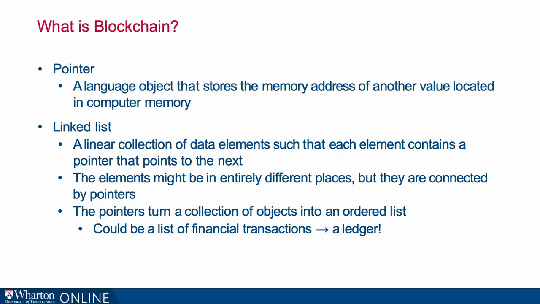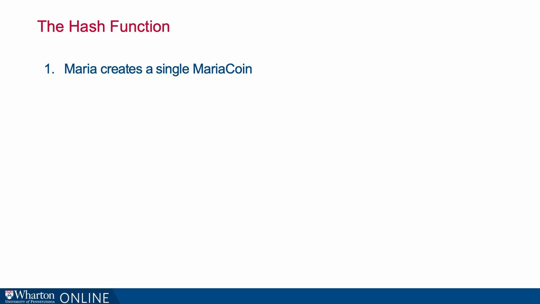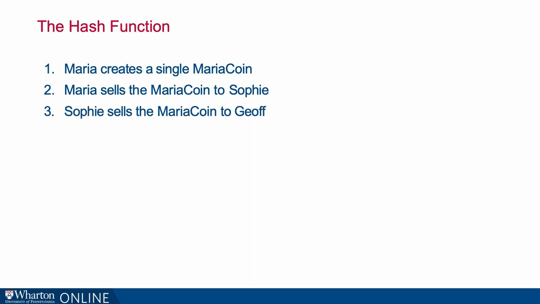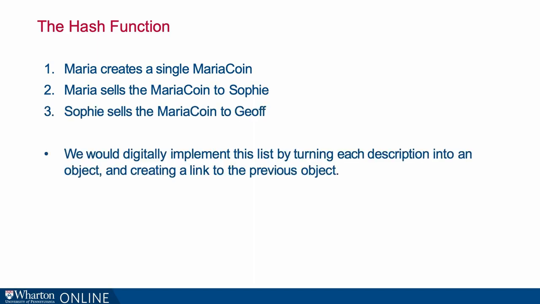Now the list could be anything. For example, it could be a list of financial transactions, in which case a list of financial transactions with a system of pointers is a ledger. So let's go back to my example from the previous lecture. Maria creates a single Maria coin. Maria sells the Maria coin to Sophie. Sophie sells the Maria coin to Jeff. We could digitally implement this list by turning each description into an object and then creating a link through a pointer to the previous object.